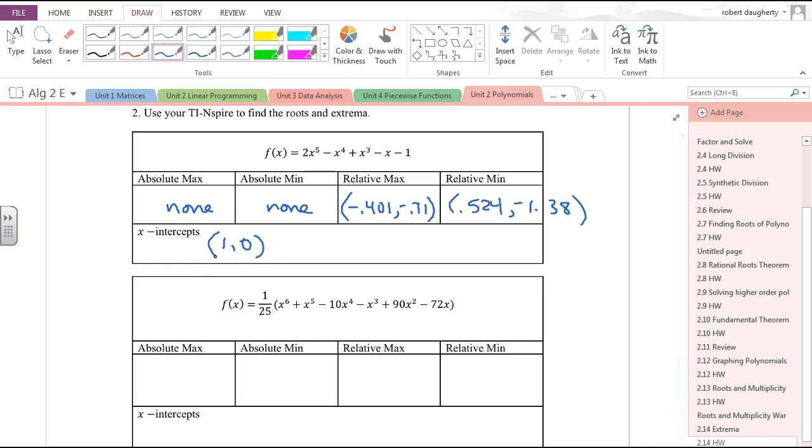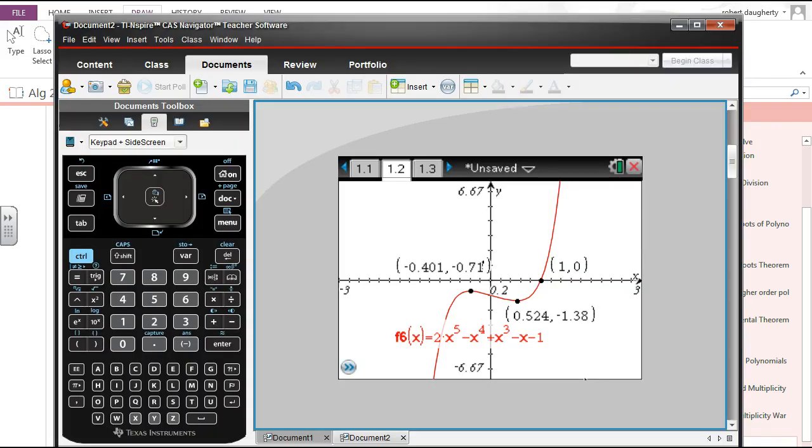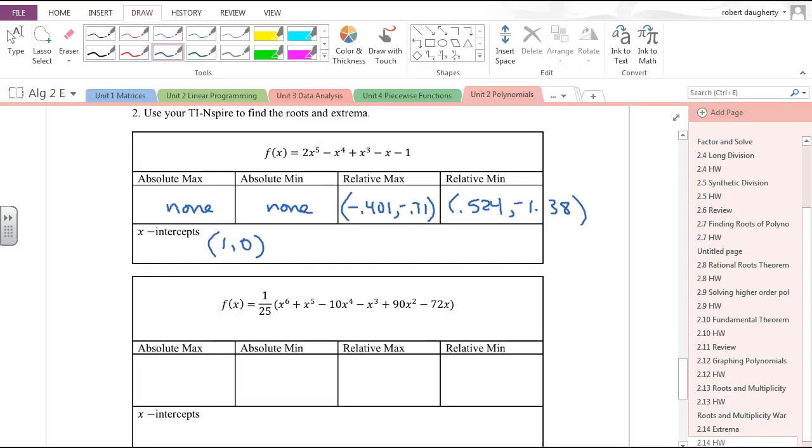Now, I didn't ask it here, but I will ask it on Thursday. First of all, what's the domain of this guy? Negative infinity to infinity. What's the range? Negative infinity to infinity, okay? Okay, now, what is the interval? So this first interval I'm increasing. So I increase from negative infinity to negative 0.401. So the interval of increase is negative infinity, negative 0.401.